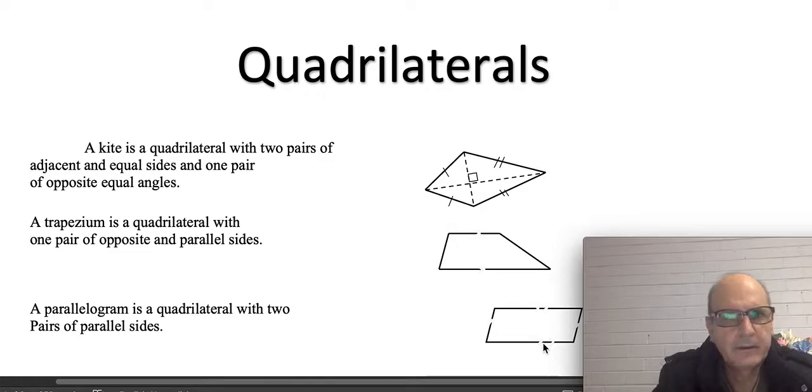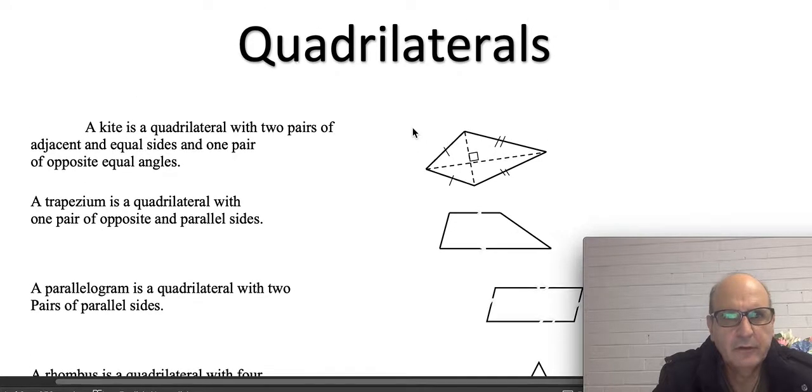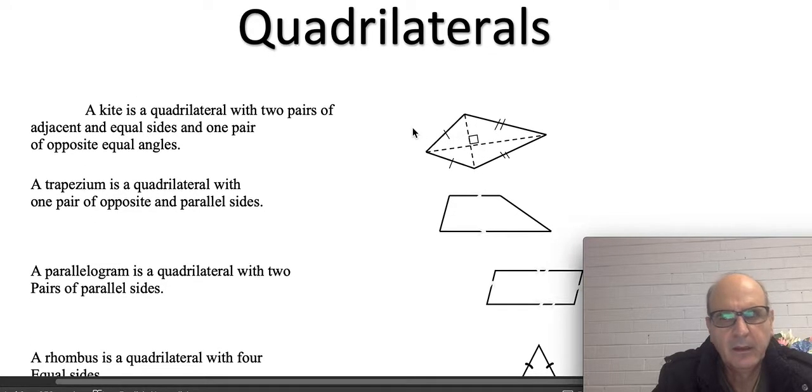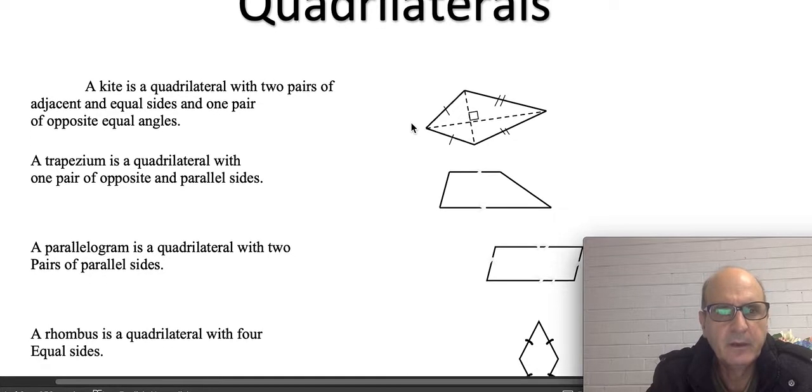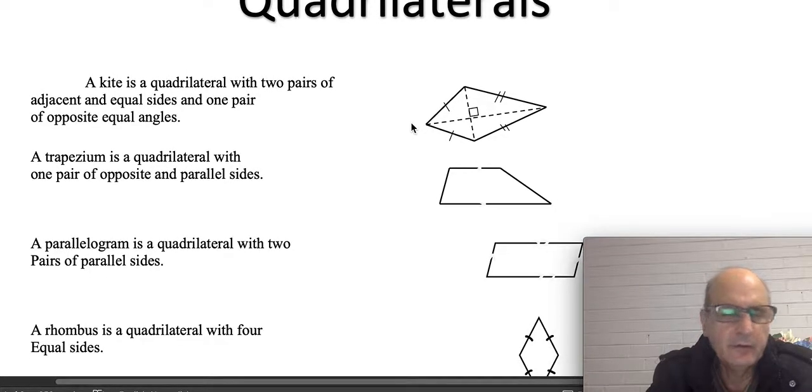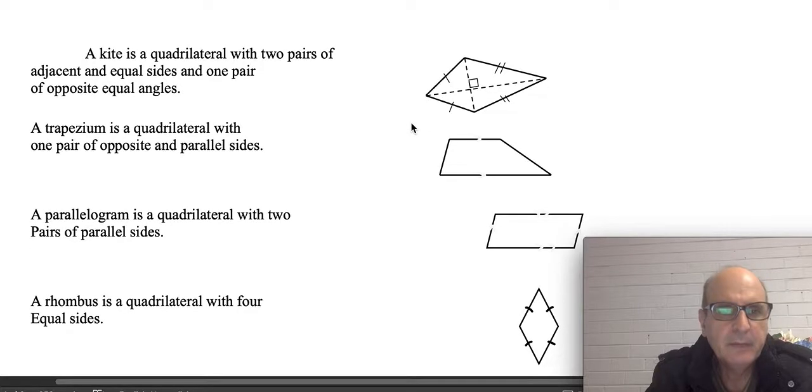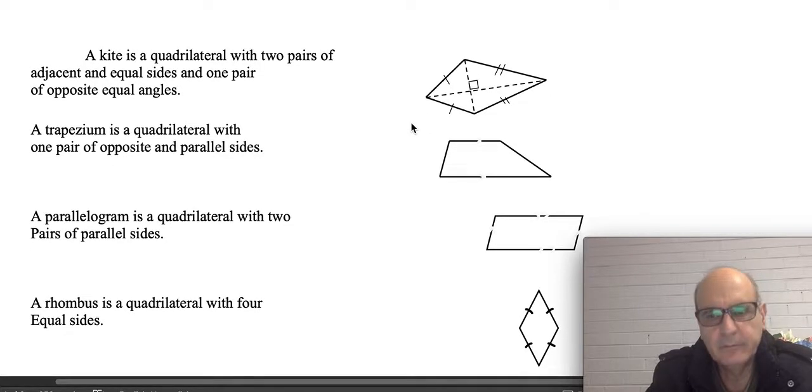Hello. In this lesson, we are talking about quadrilaterals. A quadrilateral is any 2D shape with four straight sides. There are a number of different types of them, and we covered them in this lesson.